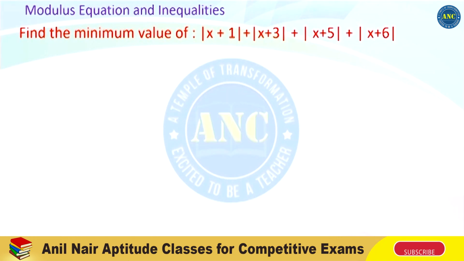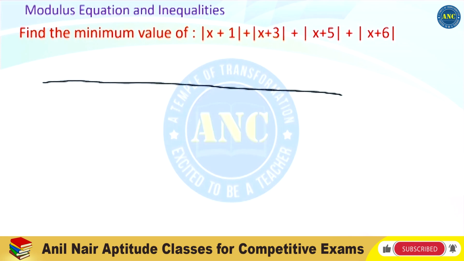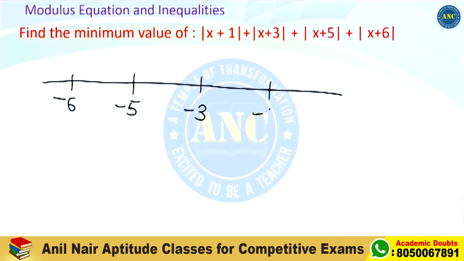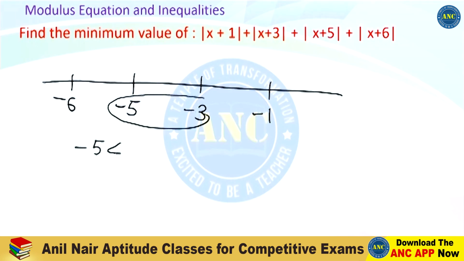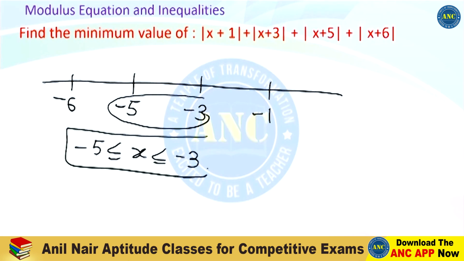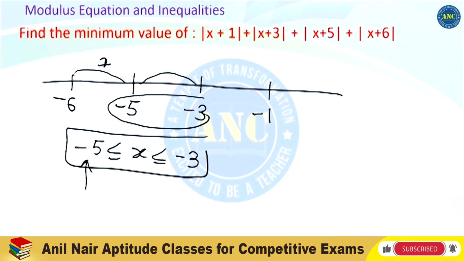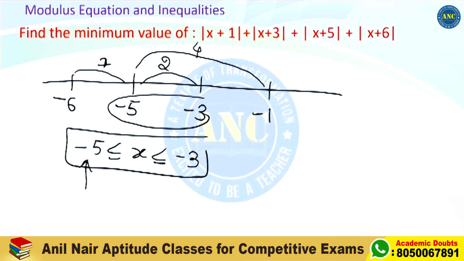Similarly, in this question, write down the critical points for this value. Minus 1, minus 3, minus 5, minus 6. Arranged in order: minus 6, minus 5, minus 3, and minus 1. Again, if I take this range, the answer is nothing but minus 5 less than or equivalent to x less than or equivalent to minus 3. At this value, you will get the answer. Suppose if I take minus 5, this is nothing but 1. This has to travel 2 units. This has to travel 4 units. I hope it is clear.